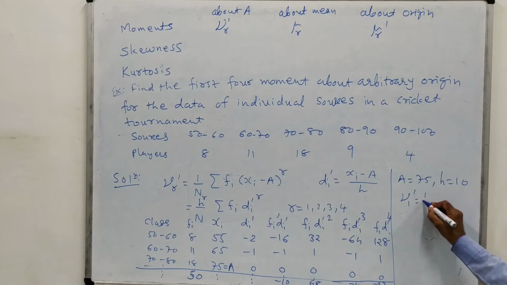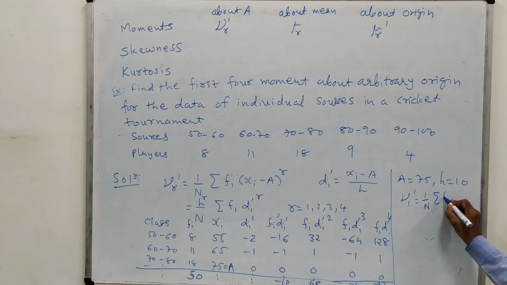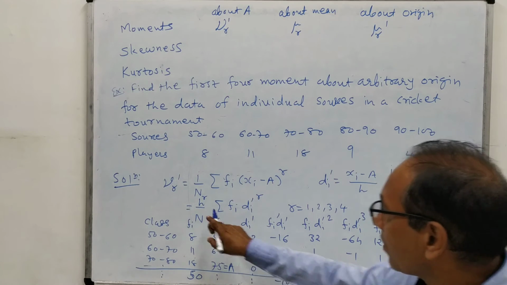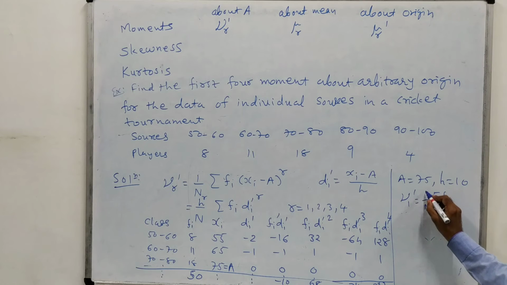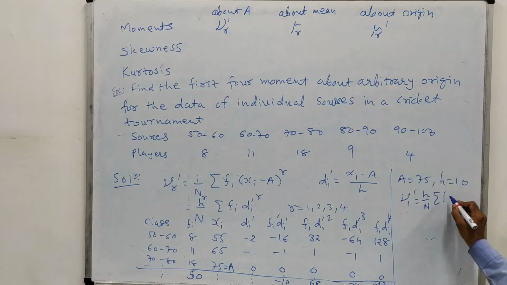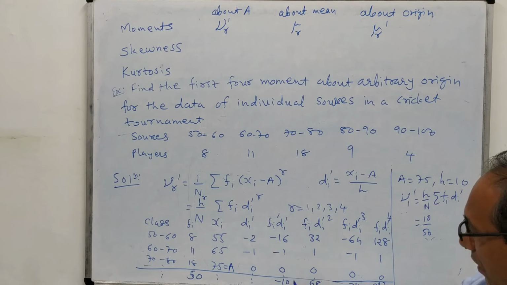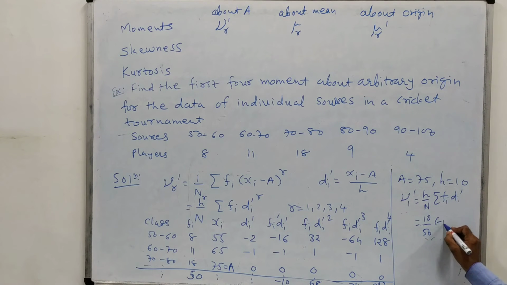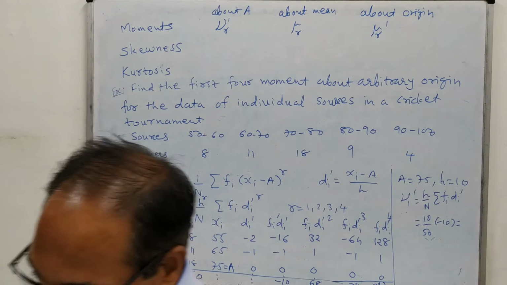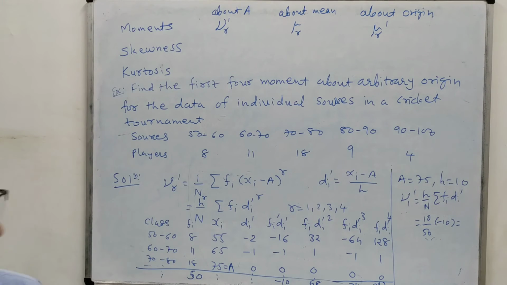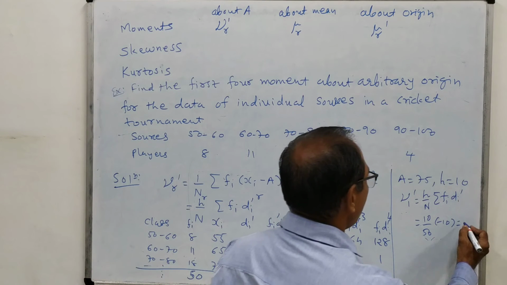mu1 dash is 1 upon capital N sigma fi di dash raised to r, the second formula we are using here. So h raised to r, that means r equal to 1. So fi into di dash raised to 1. So here h is 10, capital N is 50, and fi di dash, what is its total? Its total is minus 10. And you can find the value very easily. Minus 100 divided by 50, that means its value will be minus 2.